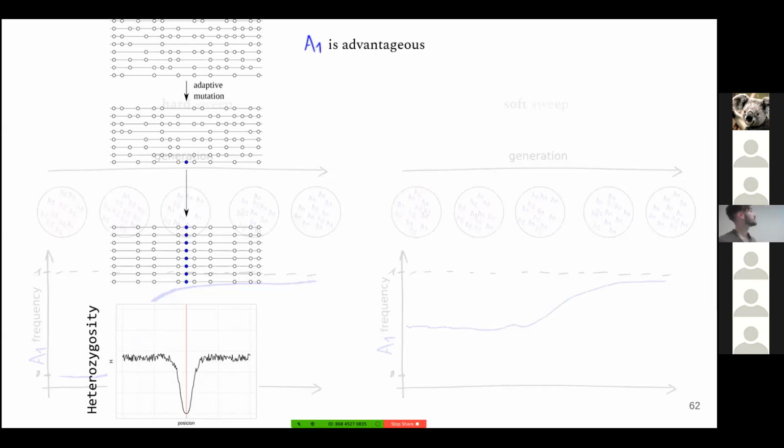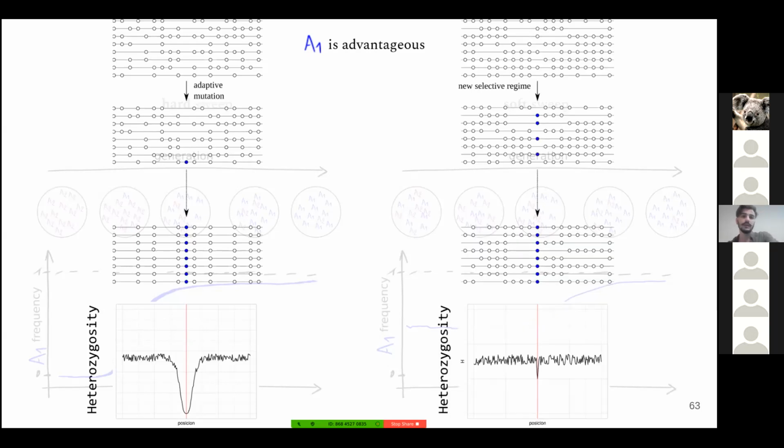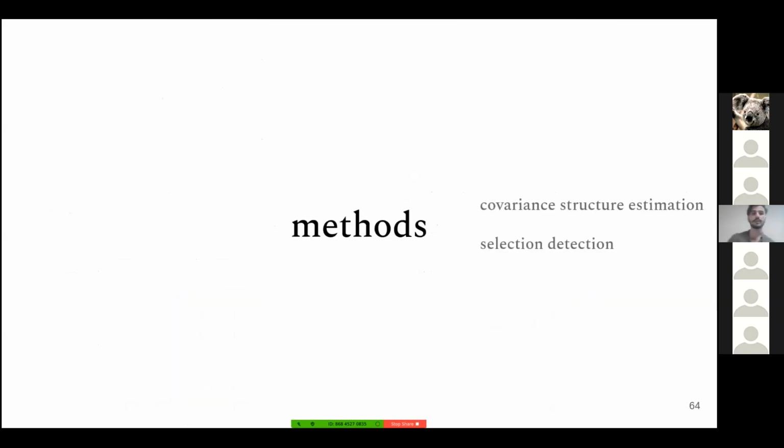In a hard sweep, the advantageous allele occurs in a single haplotype, and due to linkage, nearby alleles will rise in frequency as well. This usually leaves a distinct mark on the genome, like we see in the bottom of the slide. When heterozygosity is measured along the chromosome, a decline is observed when moving towards the locus under selection. In the case of a soft sweep, once A1 enters a selected regime, it is already present in multiple haplotypes. This will cause the haplotypes to increase in frequency, leaving a more subtle mark on the genome when measured with heterozygosity.